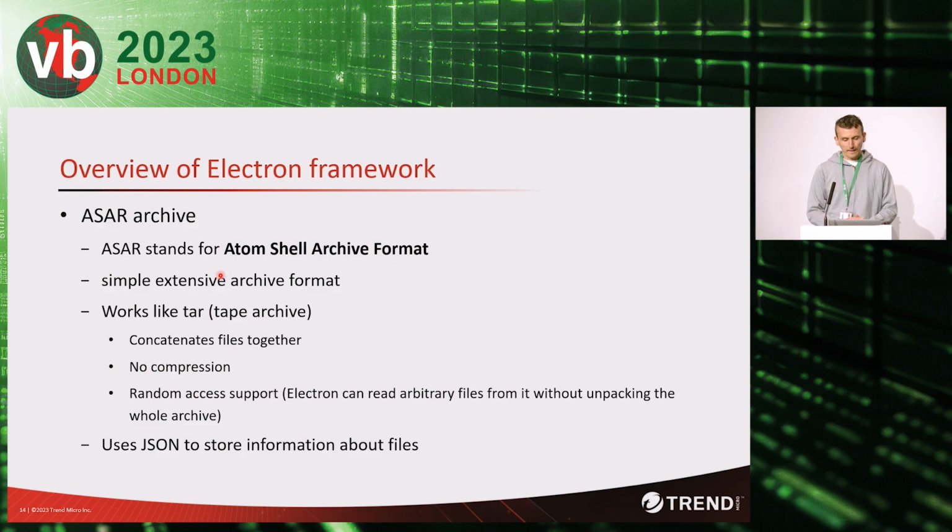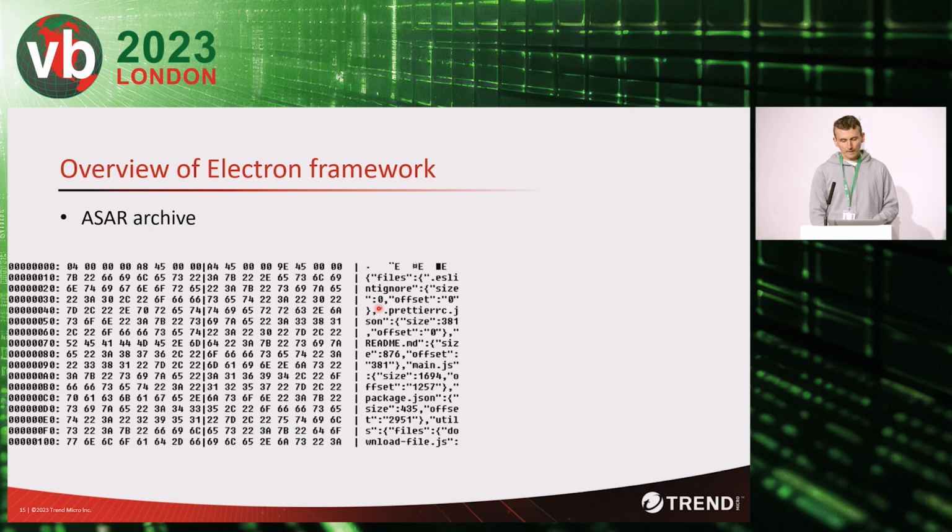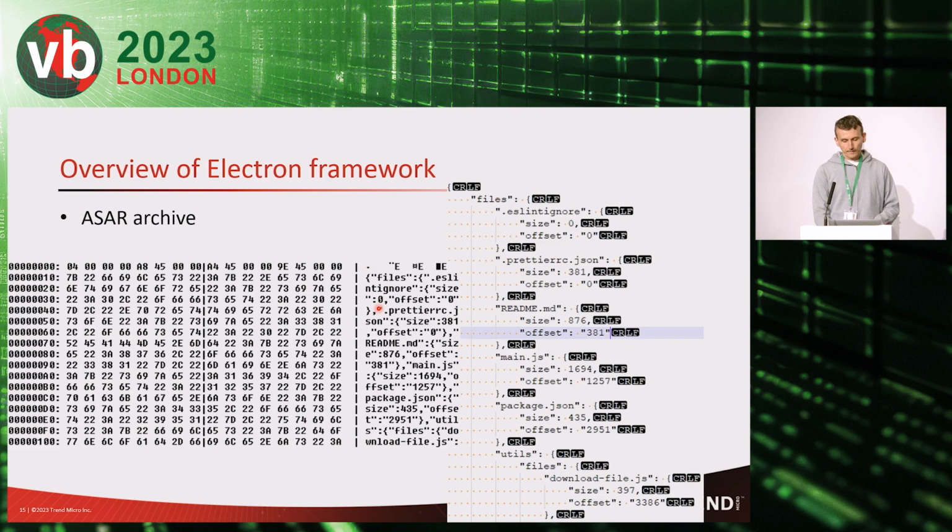ASAR stands for Atom Shell Archive Format. It's a simple format in which all the files or source codes are concatenated one to another. In the beginning of this file, there is a JSON object which describes all the files used in the project. There is this files attribute, which is an array that always contains the name of the file, size of the file, and offset of the file. And it goes for all the files one after another. So it's very easy to parse this file.